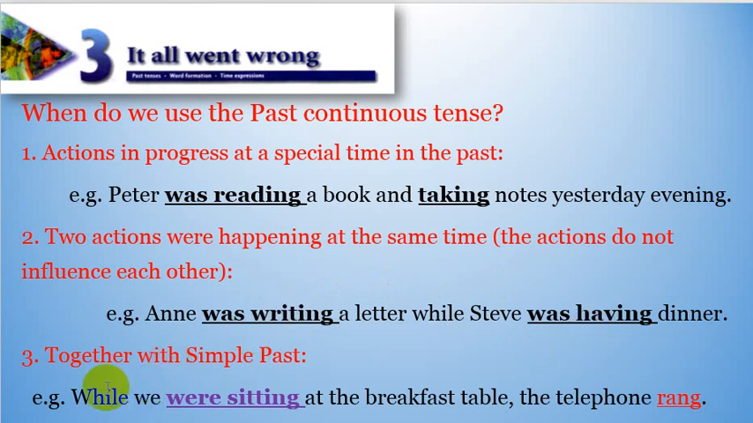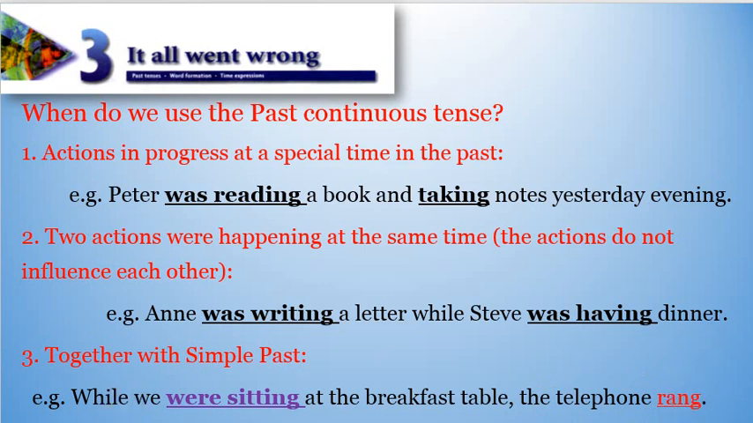We use it also together with the past simple tense, as we said in the third situation. We said that a process is interrupted by an action. While we were sitting at the breakfast table, the telephone rang. While she was making coffee, the telephone rang. While sitting to have breakfast takes time, it is a process. So we use past progressive tense. The action of interruption is the ringing of the telephone.